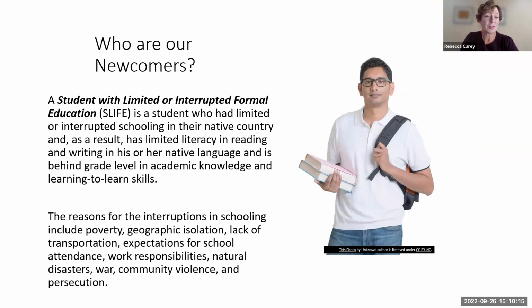Another group of newcomers could be a student who is identified as having limited or interrupted formal education, an acronym we often use is SLIFE. So they may have had limited or interrupted schooling in their native country, and as a result, may have limited literacy in reading and writing in his or her primary language, and is behind grade level in academics and learning to learn skills. So in other words, they may need support and assistance in learning how to be a student.